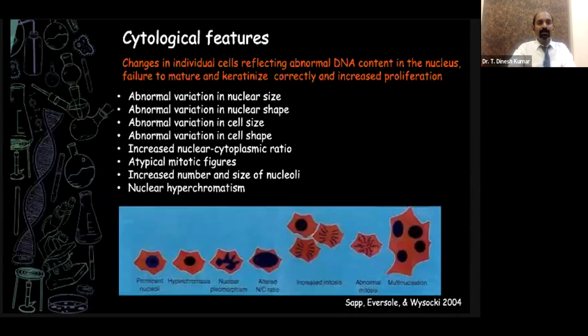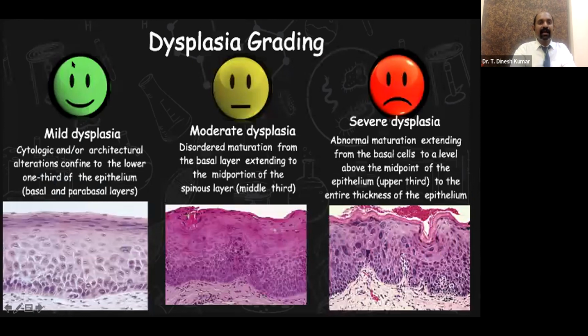And coming on to the cytological features, which means individual cellular changes, you see abnormal variation in nuclear size, variation in nuclear shape, cell size and shape, altered nuclear cytoplasmic ratio, and nuclear hyperchromatism. Based on these features, we grade this dysplasia into mild, moderate, and severe. Obviously the picture is self-explanatory. The one on the right is a red signal.